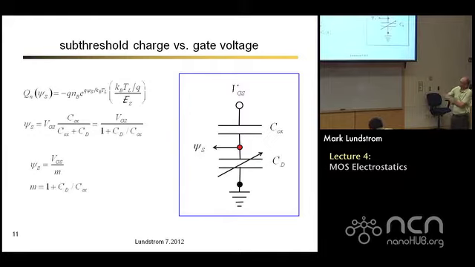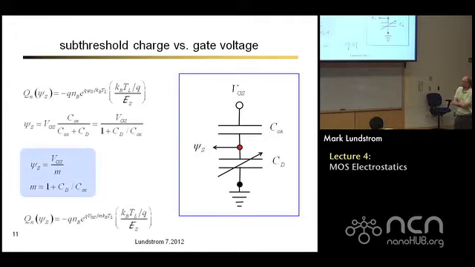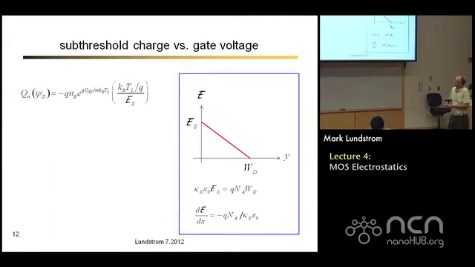And M is just 1 plus the ratio of those two capacitors. Okay, all right, so we're part of the way there. We can relate that mobile charge to the gate voltage just by that little expression. But I've still got an electric field at the surface of the semiconductor, and that's not something I know. So I have to relate that electric field at the surface of the semiconductor to the gate voltage too. So that takes a little more work.